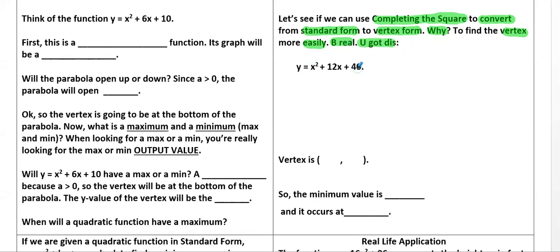We could do negative b over 2a, and find the vertex to find the maximum or the minimum. We could, but we're not. We're going to complete the square. And it's going to be really crazy, but you can do it.